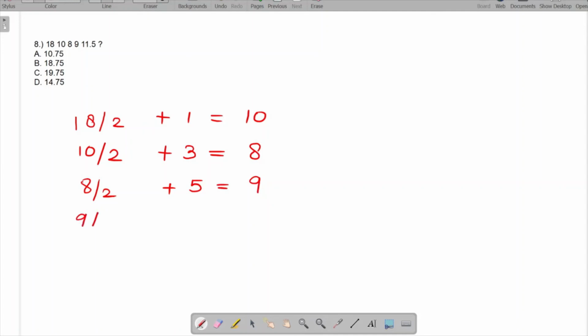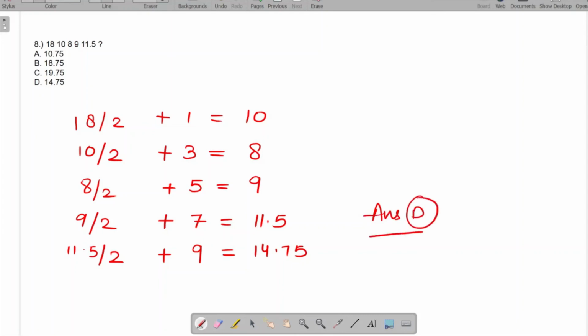And then 9 divided by 2 and then adding the next odd number, which is 7, will give us 11.5. So there is a pattern that we have to divide the previous term by 2 and then add the next odd number. So the next term that we can find out is 11.5 divided by 2 and the next odd number, that is 9. This will give us the next value as 14.75. So the answer for this question is option D.